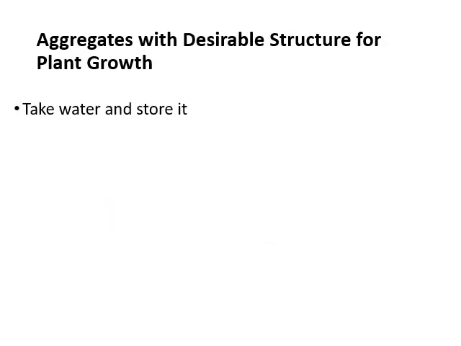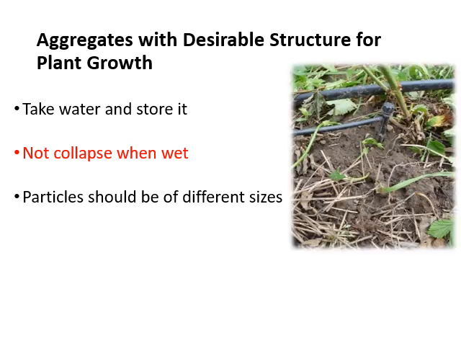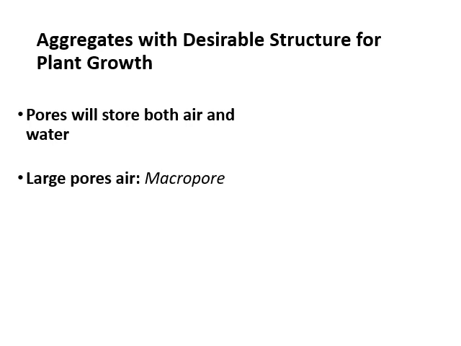So aggregates, in terms of plant growth, we need something that will take water and store it, but not collapse. We need a certain amount of structure, but we also need some porosity. We need a variety of particle sizes so that we get that structure in the soil that gives us air, stores nutrients, also holds water, that balance. So when we're looking at pores, we're talking about both air storage and water storage.